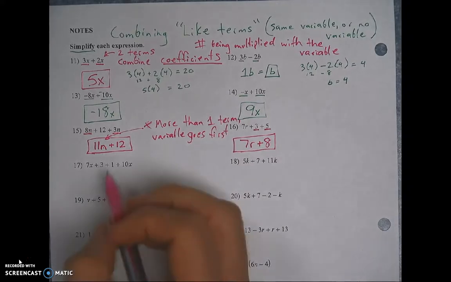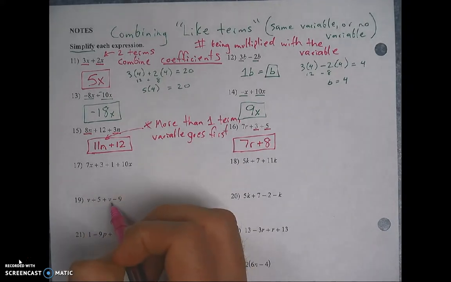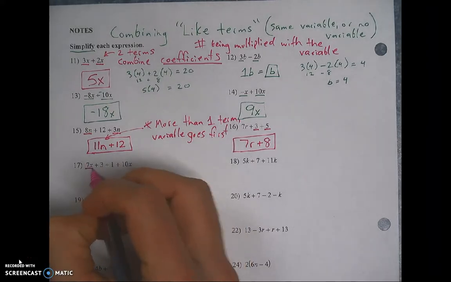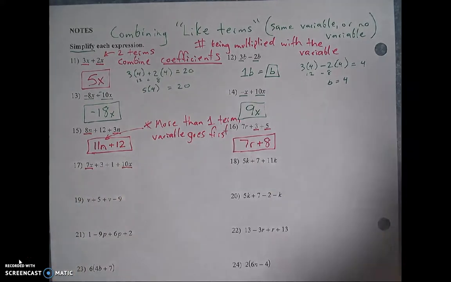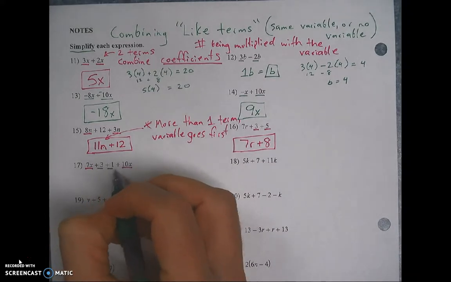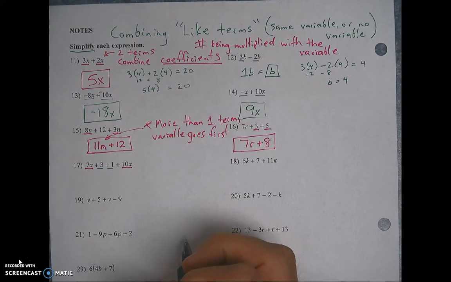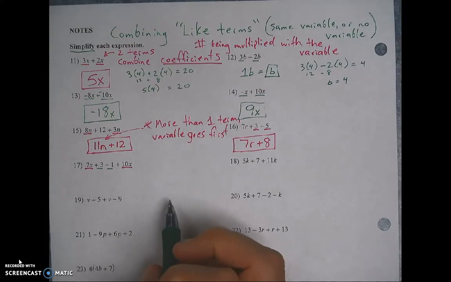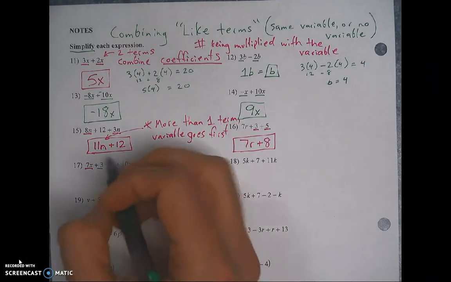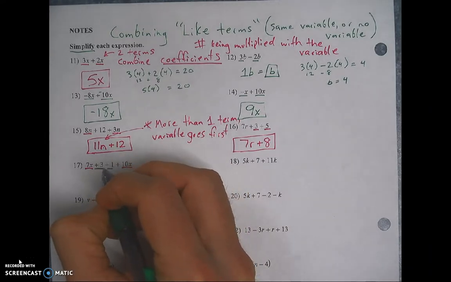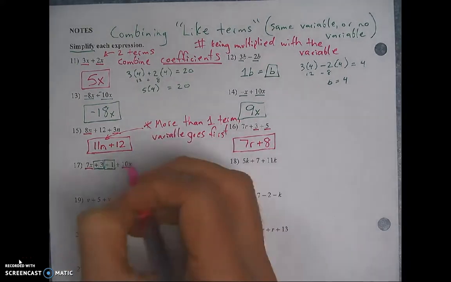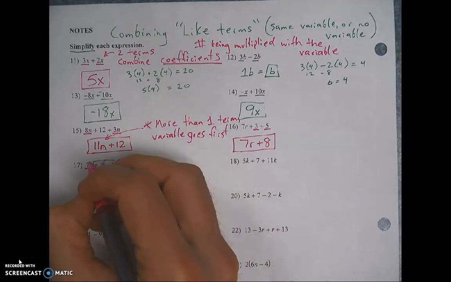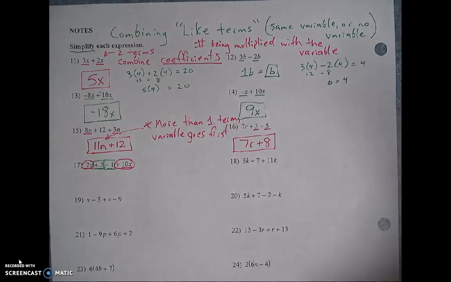All right, look at 17. I've now got 1, 2, 3, 4 terms. And I've got lots of different things that are alike. I've got a 7x and a 10x. Those are alike. I've also got a 3 and a 1. And those are alike because they don't have a variable. So now I've got different colors here, so it's easy for me to see these go together and my red ones go together. But if you're just working in pencil, you may want to draw shapes or something to distinguish between these different terms. So here's what I want you to do. I want you to put a box around the 3 and the 1, and I want you to put circles around the two terms that have the variable x.